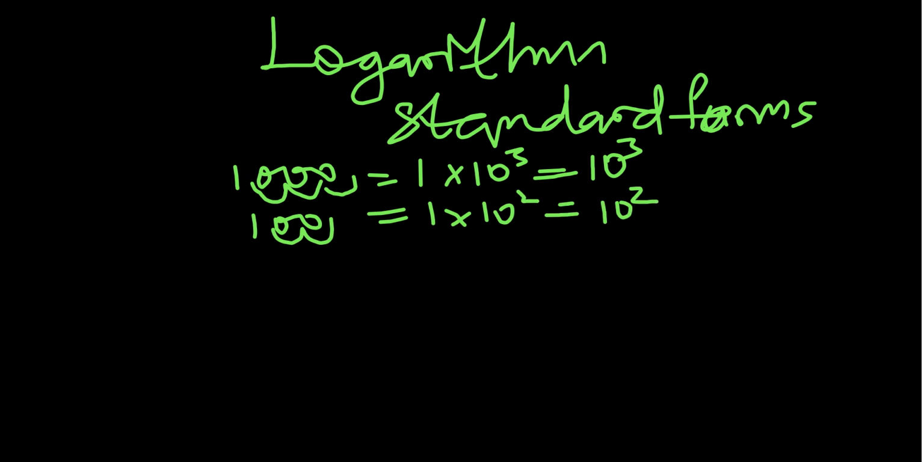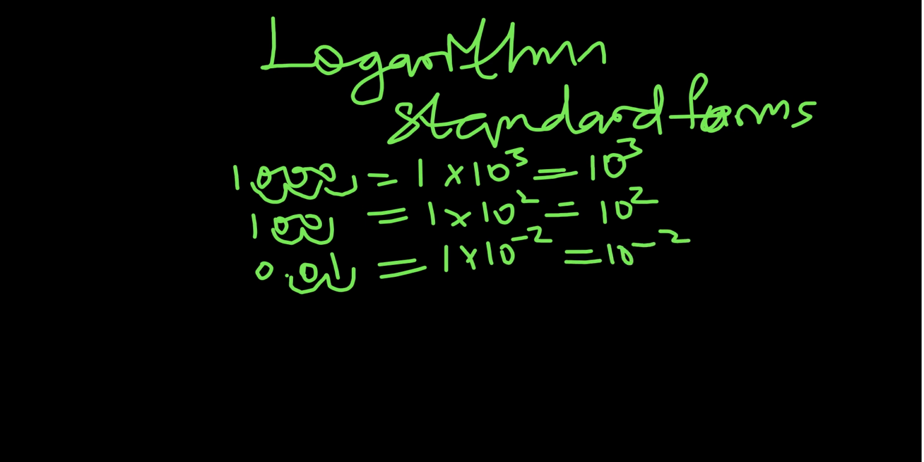There is another form, a more tactical one, 0.01. You want to convert this to its standard form. This time around, you are not going to move the decimal to the left, but you move it to the right 2 places. So you have 1 times 10 raised to power minus 2, which is equal to 10 raised to power minus 2.